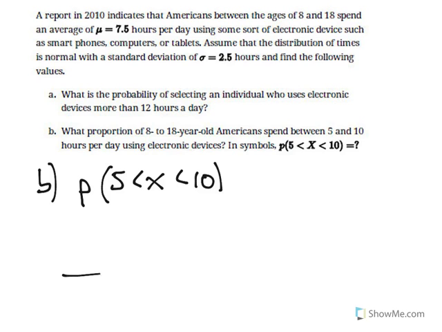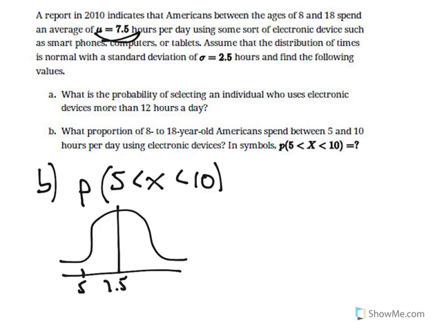So if we do the rough draft, we know that the average is still 7.5, right? That's what's given up here. And we know that 5 is over here. And we know that 10 is larger than 7.5, so it's over here. So now we're looking for all of those people that are in between here, right? Between 5 and 10 hours a day.